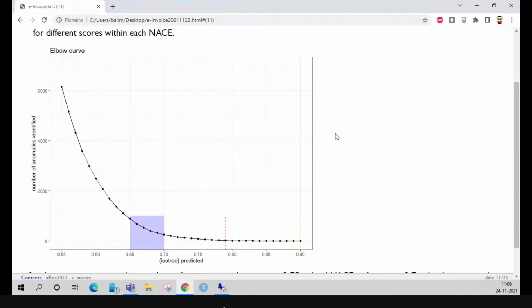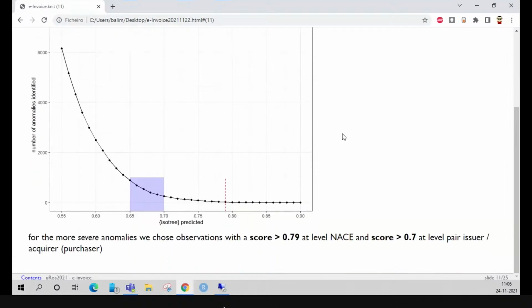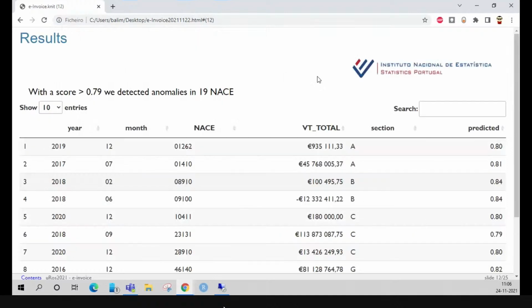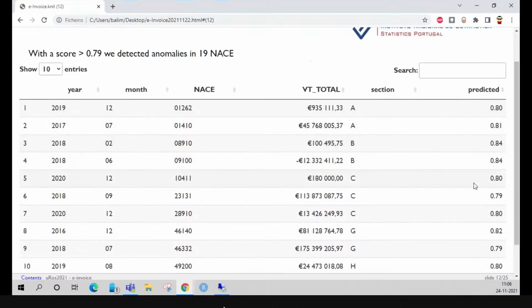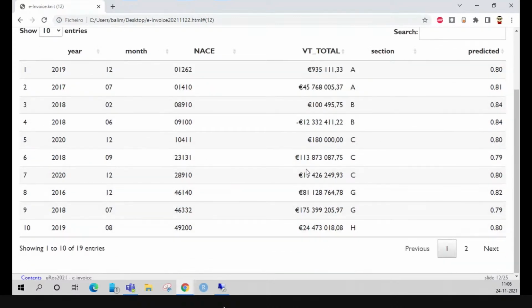Here in these examples, we will consider a score of 0.79 for the identification of anomalies, because in the first step we want to treat only the more severe anomalies. Those are more obvious errors. So we use the score of 0.79 at level NACE, and then when we go down to the level pair, we will use a score of 0.7. With a score of 0.79, we detected anomalies in 19 NACE. Those are the values and the respective probability of anomaly.